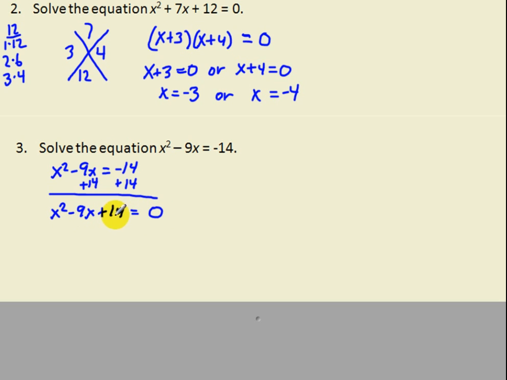And now we see if we can factor that trinomial. So we're looking for two numbers that multiply to 14, add to negative 9. They have the same sign because we get a positive product. That means they're both going to be negative.